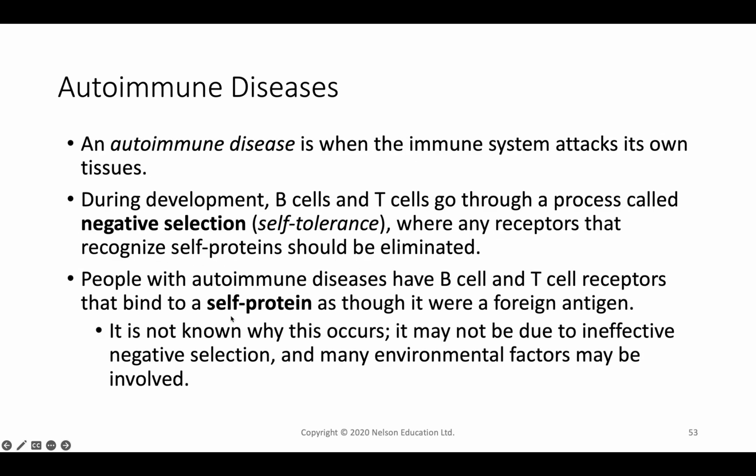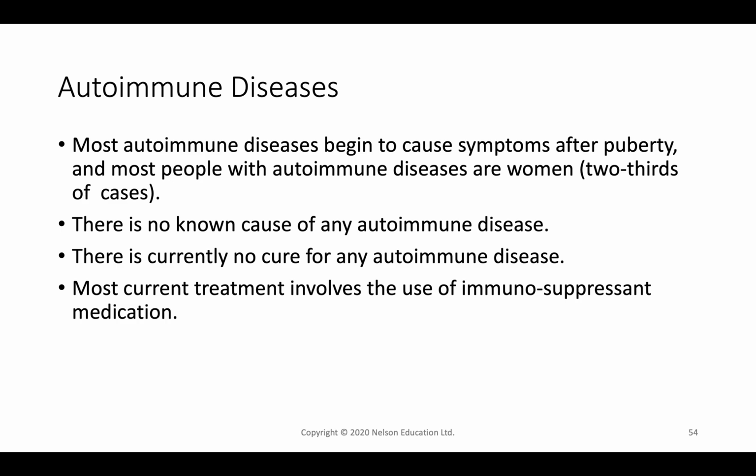Then if you have an autoimmune problem, you can have B cells and T cells that bind to self protein as though it were a foreign antigen. So something that should have been eliminated is not. And when it is not, then the immune system attacks self. It's not sure exactly why this happens. There could be environmental factors involved, etc. But we do know that these individuals are going to have a series of treatments to help create more self-tolerance.